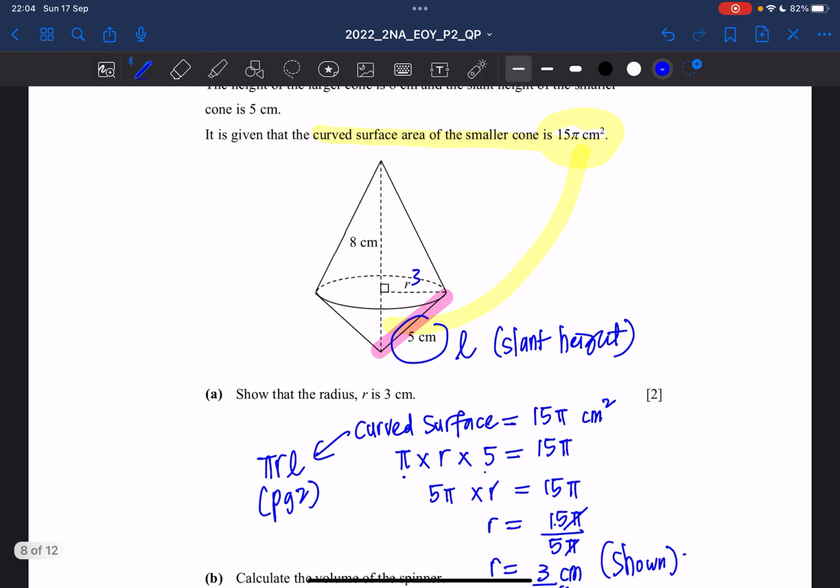In our diagram, you notice that we do not know what the height of our small cone is. But actually, we can find it, because can you see that they belong to a right angle triangle. So we can find our height for the smaller cone, this part here. So how to find? Actually I can draw it out for you. It's 3 and 5, right?